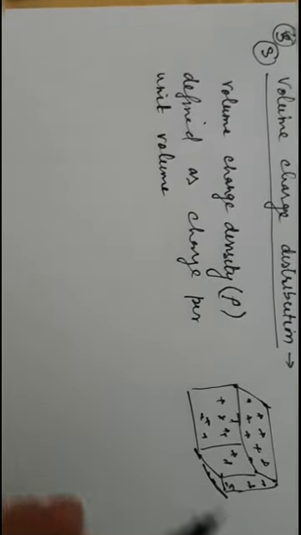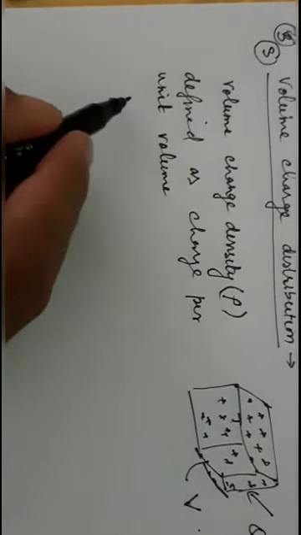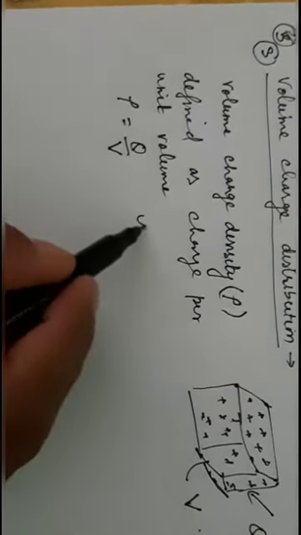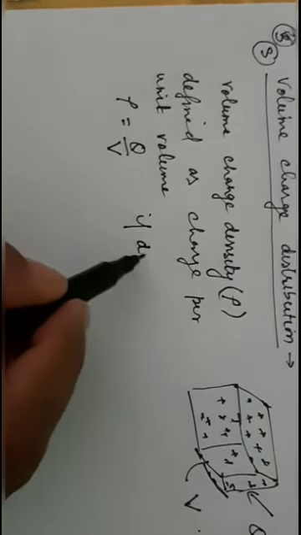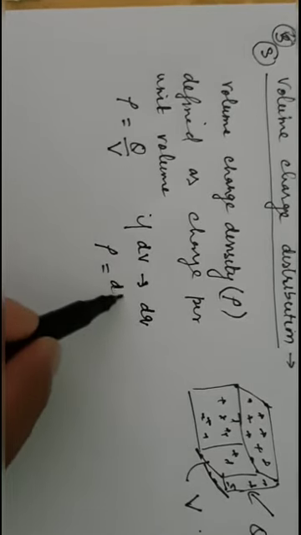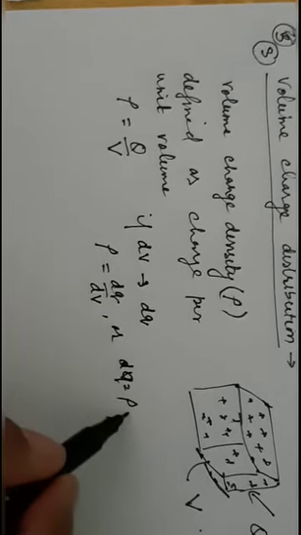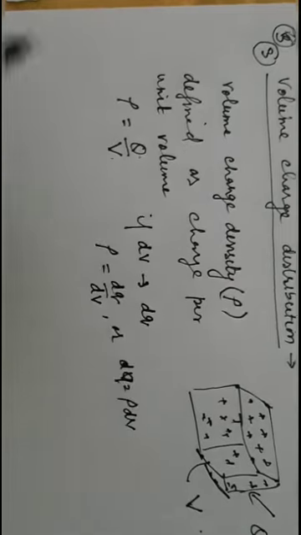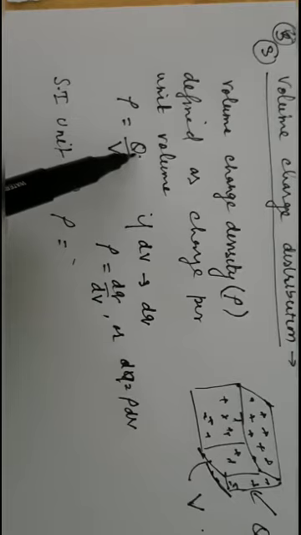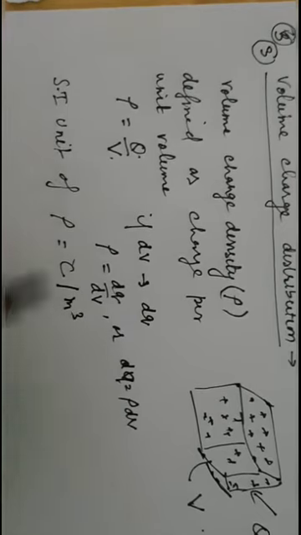volume. If Q charge is given to this block and the volume of this block is capital V, then the volume charge density, that is rho, is given by Q divided by V. If there is a very small region of volume, that is dV, and the charge given to it is dq, then the charge density will be dq divided by dV, or dq is equal to rho dV. The SI unit of volume charge density is charge divided by volume, that is coulomb per meter cube.